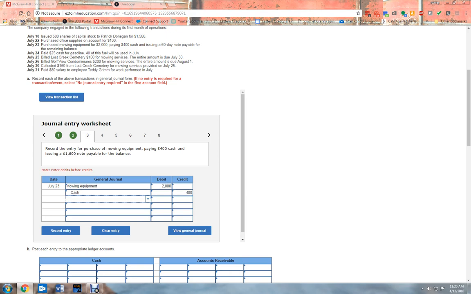So I know I need at least two accounts. $400 is, but here I'm going to need more than two because $400 is not as much as $2,000, so I know I'm missing something, okay? So I go back and look: paid $400 cash, and I issued a 60-day note payable for the remaining balance. So if nothing else, I know I'm dealing with notes payable. And I need $2,000 for my journal entries to balance. I have $400, so the balance has to be $1,600.